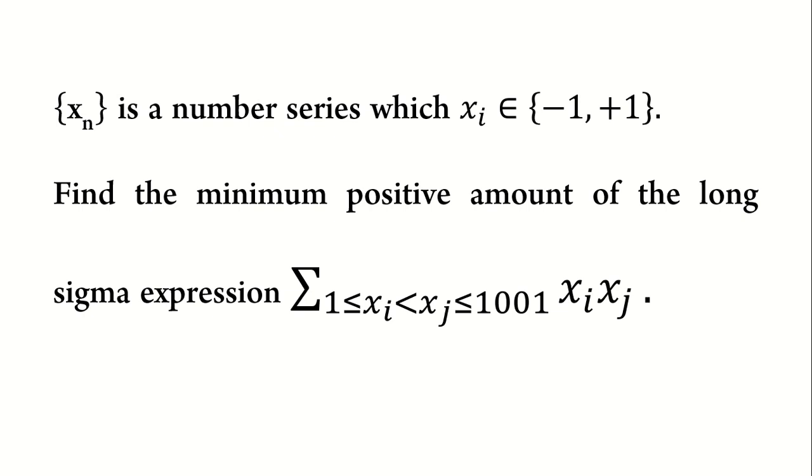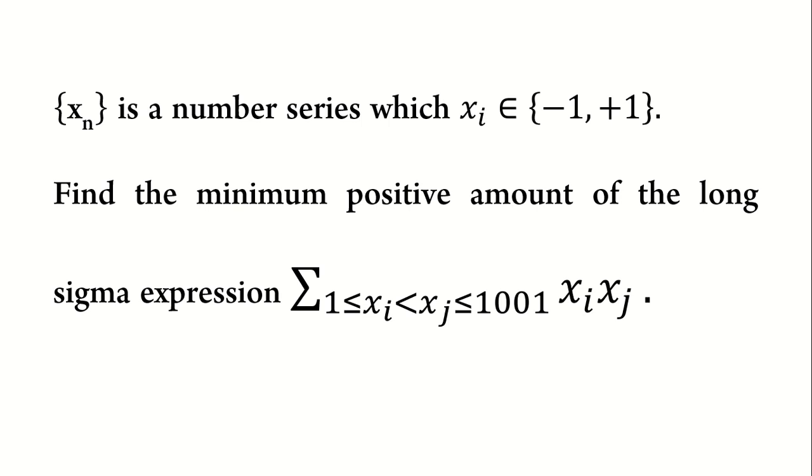x1 to xn is a number series in which xi is a member of {-1, +1}. Find the minimum positive value of the sigma expression, sigma xi xj, where i is smaller than j, smaller than or equal to 1001, and i is greater than or equal to 1. All of the i and j are integers, and i and j are different from each other.